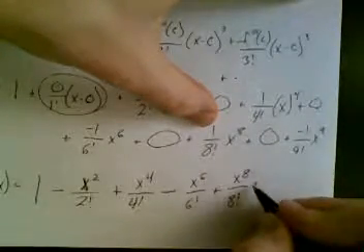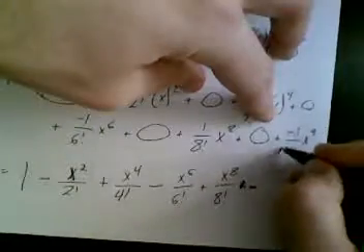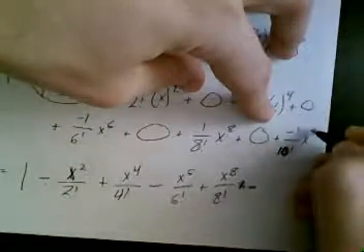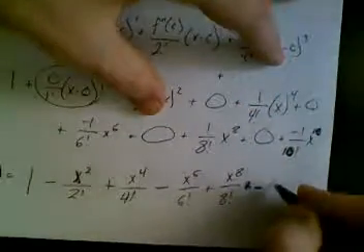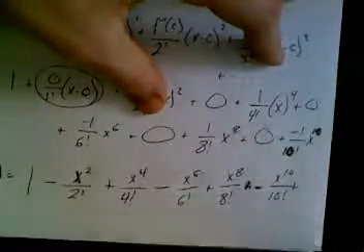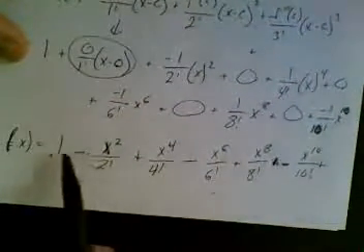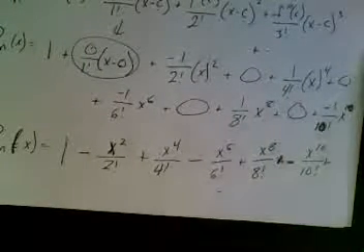Plus, wait, no, I'm sorry. It should be minus. Okay, and I'm sorry, this is 8. This should be a 10, not a 9. Remember, the odd powers disappear. This is x to the 10th divided by 10 factorial plus dot dot dot. This is the infinite Maclaurin polynomial for cosine.